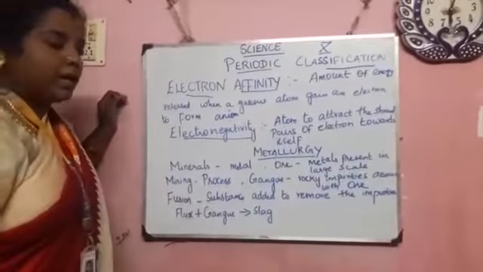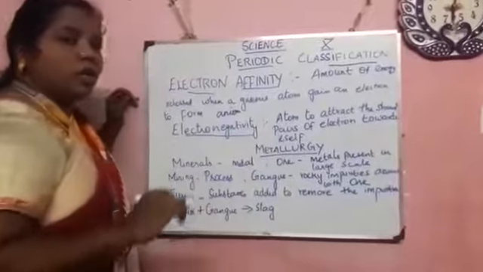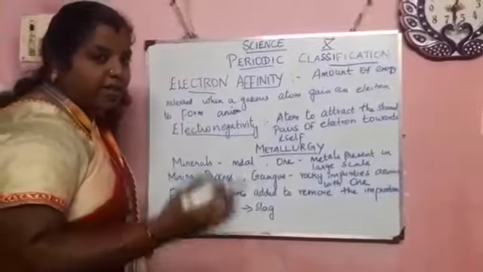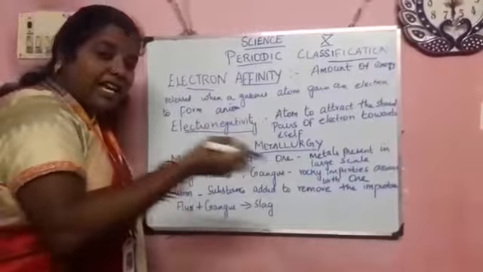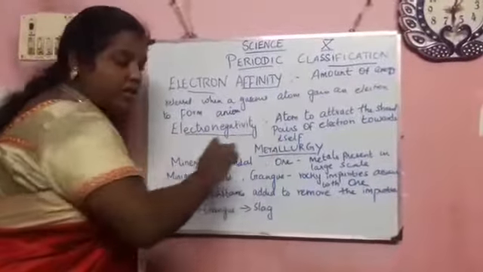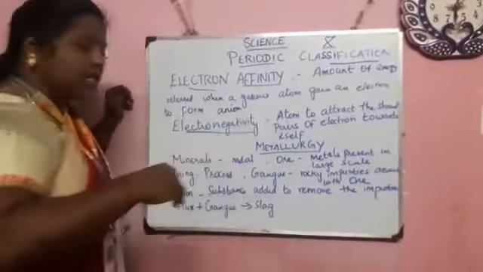And next one is metallurgy. Metallurgy means the process of obtaining metals from the earth's crust. First, let's see the terms used in metallurgy. Minerals are present in the earth's crust and contain metals. And next one, ore. Minerals and ores both contain metals, but compared to the mineral, the ore contains a large amount of metal. That is why, to extract metals, we prefer the ore.